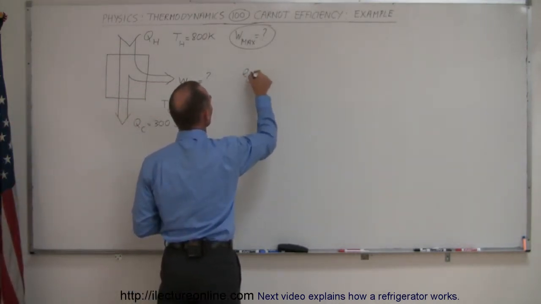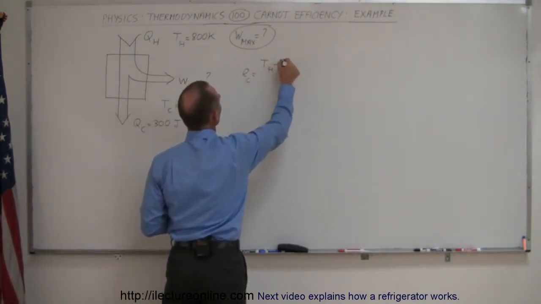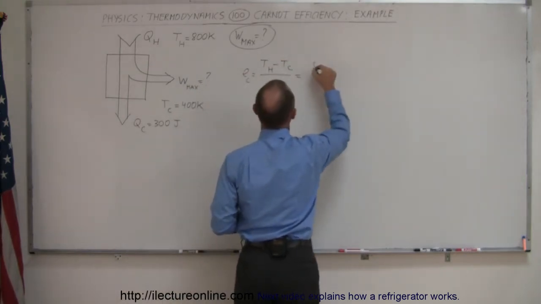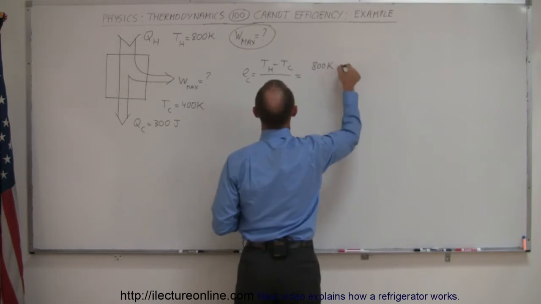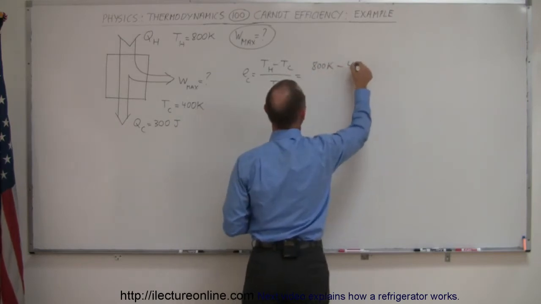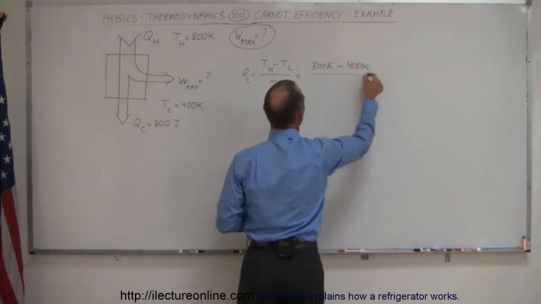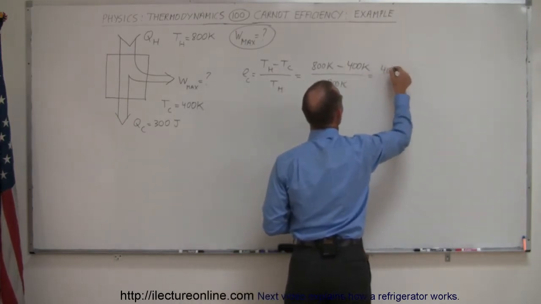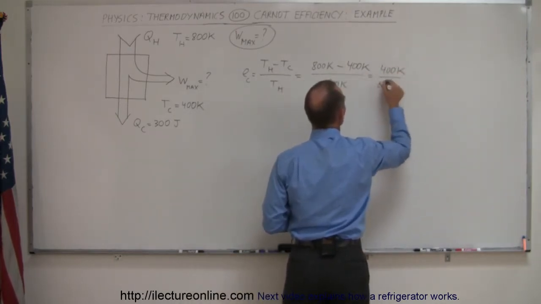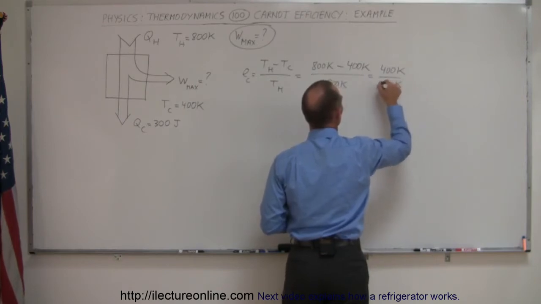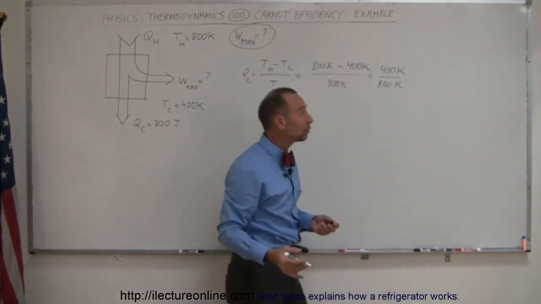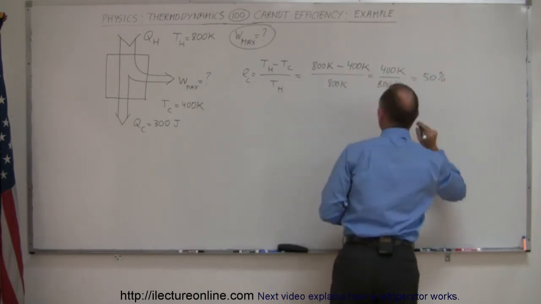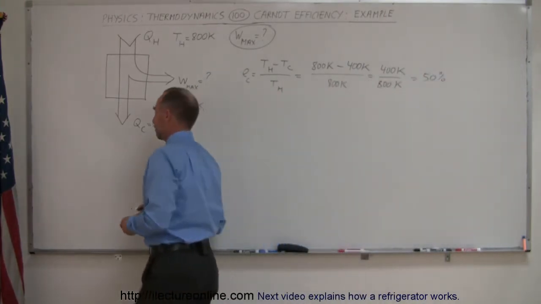E sub c is equal to T hot minus T cold divided by T hot, and so that would be equal to 800 Kelvin minus T cold, which is 400 Kelvin, divided by 800 Kelvin, which is 400 Kelvin divided by 800 Kelvin, which of course you can see is 1/2. 1/2 is equal to 50%. So that would be the maximum efficiency that this engine can have.